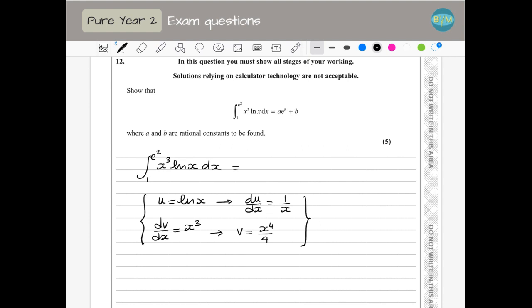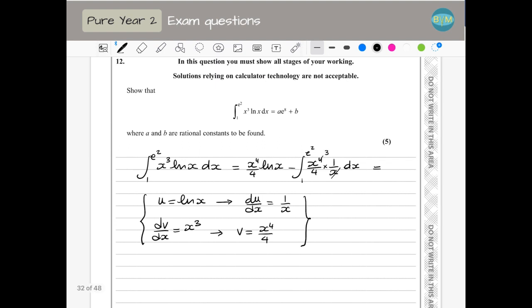The formula tells me this is going to be u times v, so ln x times v, and I'm going to write the v at the front so we don't get confused: x to the power of 4 divided by 4, uv, minus the integral, again with the same limits, of v, so x to the power of 4 divided by 4, times du by dx. I'm just following the formula. It's in the formula booklet. I can simplify this x with this x to the power of 4.